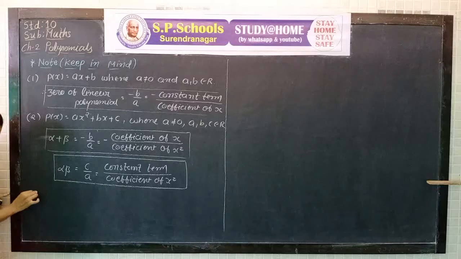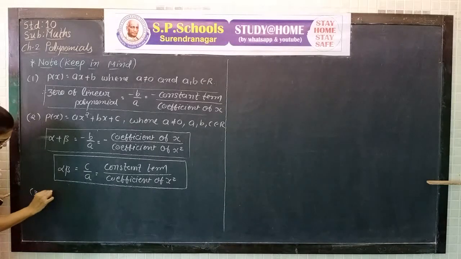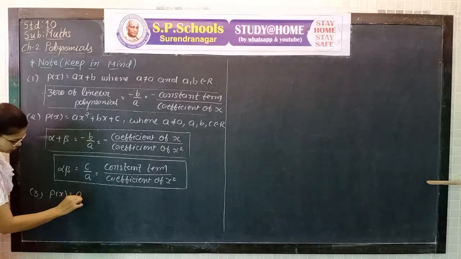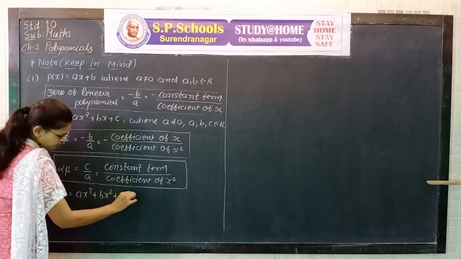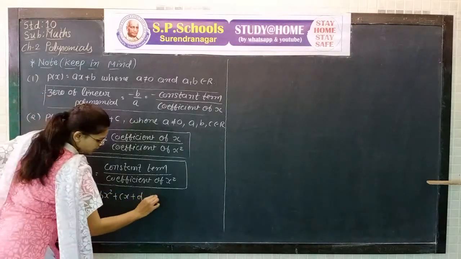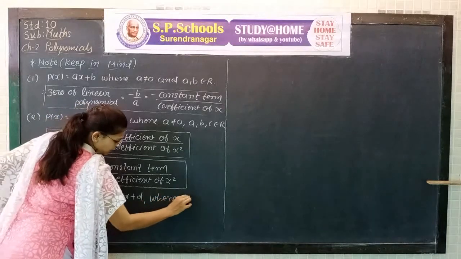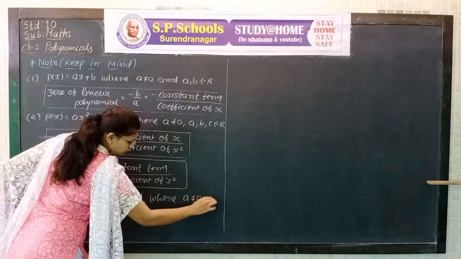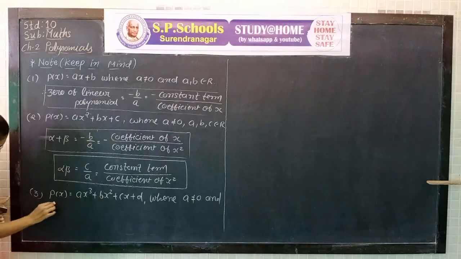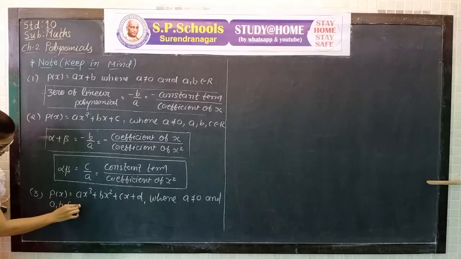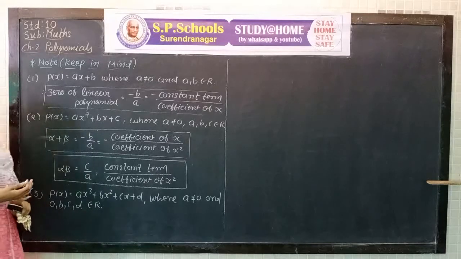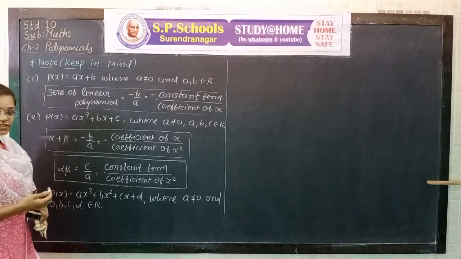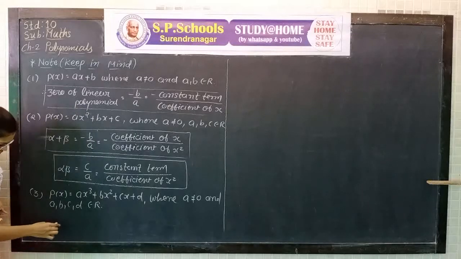Now we go for third, the cubic polynomial. P of x is equal to ax cube plus bx square plus cx plus d, where again some condition: a does not equal 0 and a, b, c, d belong to R. We know the degree of a cubic polynomial is 3, therefore there are 3 relationships.